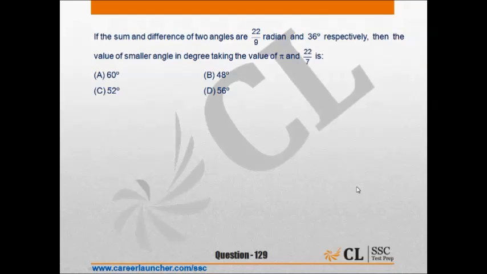The question is, if the sum and difference of two angles are 22/9 radian and 36 degree respectively, then the value of smaller angle in degree, taking the value of pi as 22/7, is.